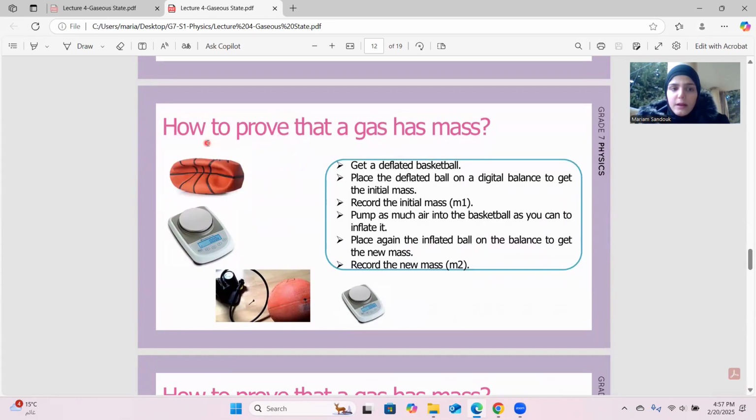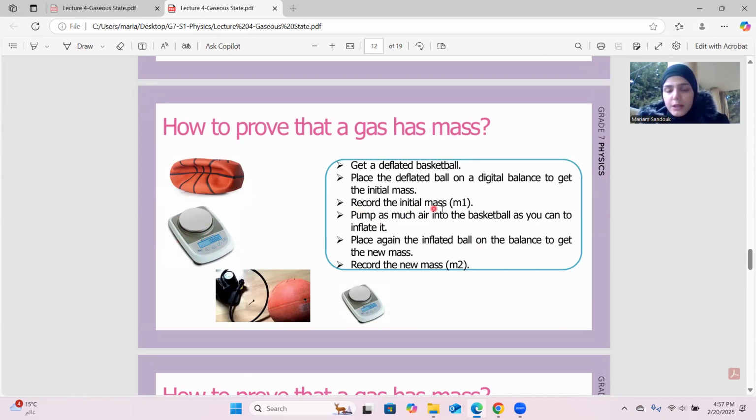Now we have taken the chapter of mass and density and we are done with it. Now, let's see how to prove that a gas has mass. Let's see how gas has mass. Get a deflated basketball. So I bring a basketball which is deflated and place this deflated ball on a digital balance, which is used to measure the mass, to get the initial mass. So I put this ball on the digital balance and I get the initial mass.